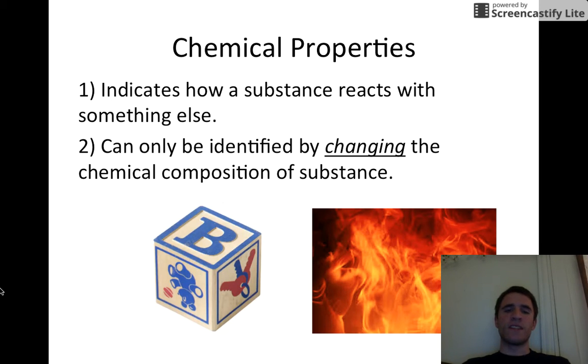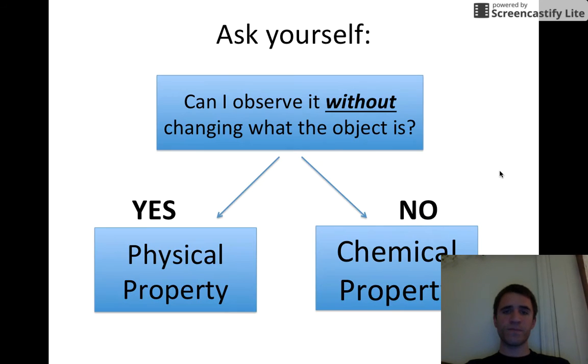So if I test that block's flammability and I determine, yes, this little children's block is flammable, I have changed the chemical composition of the substance. No longer do I have this block. Now I have a pile of ashes, likely, right? So chemical properties can be identified by changing the chemical composition of a substance.